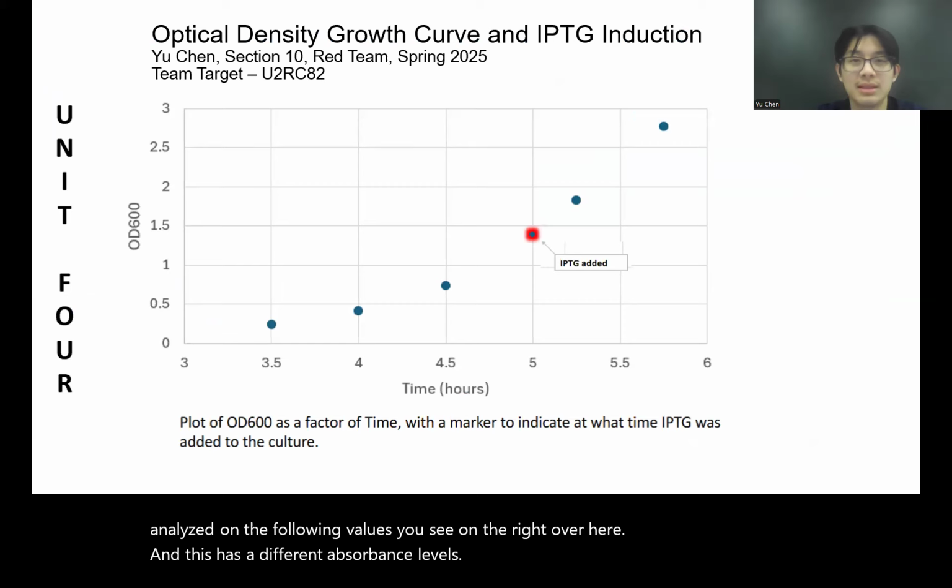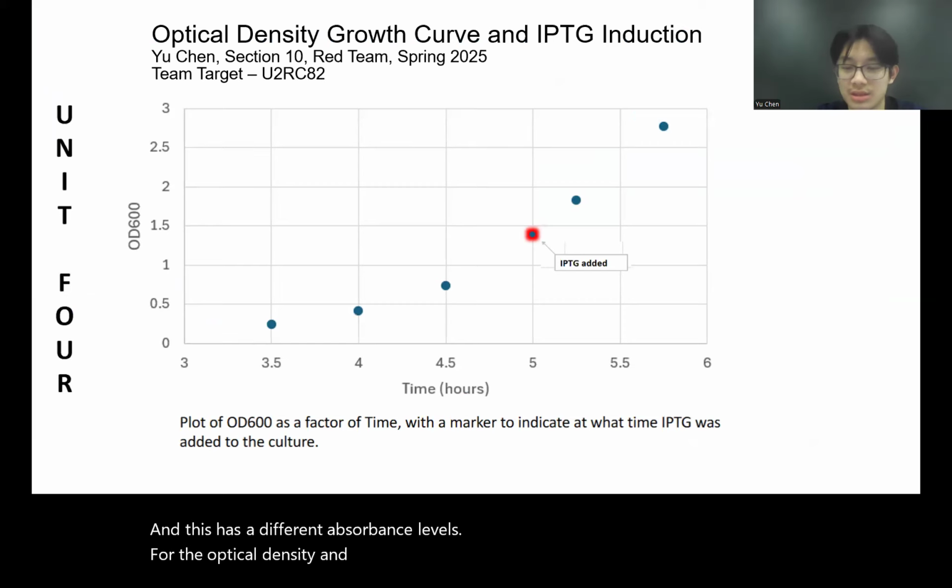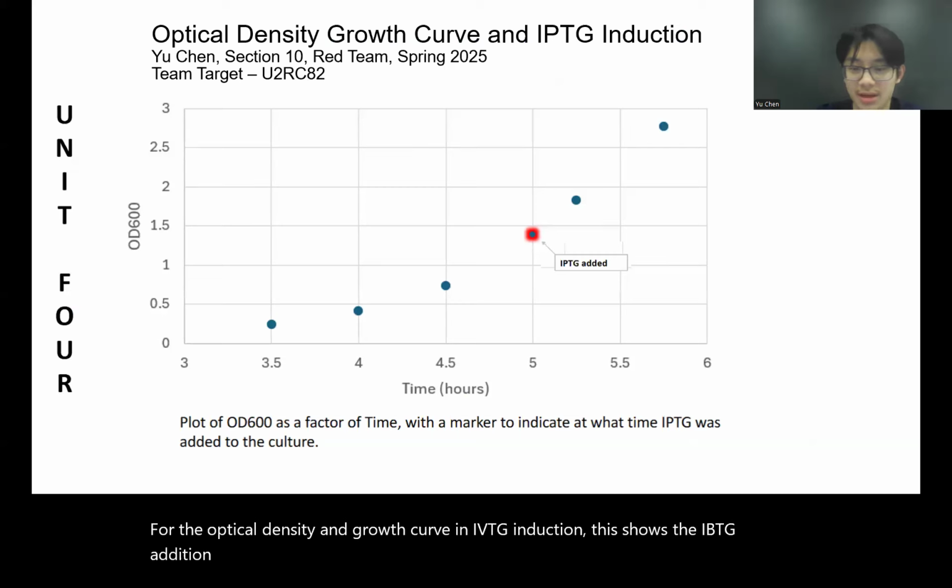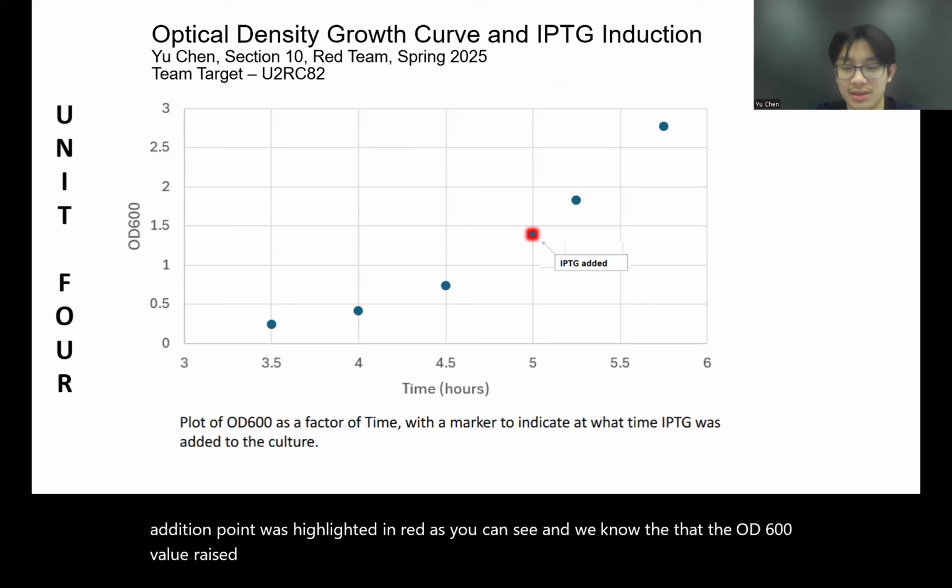For the optical density and growth curve in IPTG induction, this shows the IPTG addition point, which is highlighted in red, as you can see. And we know that the OD 600 value rose greatly, basically showing that our target plasmid was replicating really rapidly.